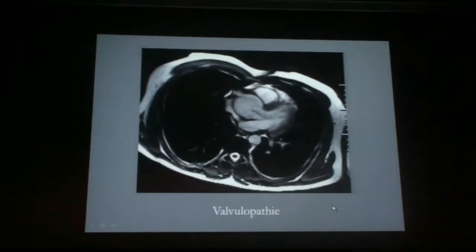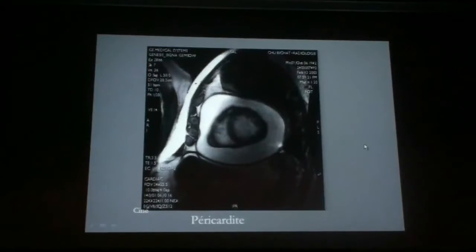So another advantage of these sequences is that you can see valve insufficiencies over here, the phasing of the flow that goes in the exhaust chamber during systole. These valve insufficiencies are important to identify, although the sequence is not capable of quantifying such insufficiencies.